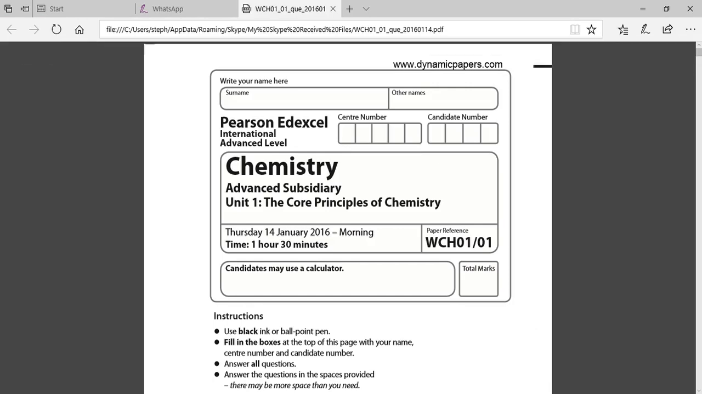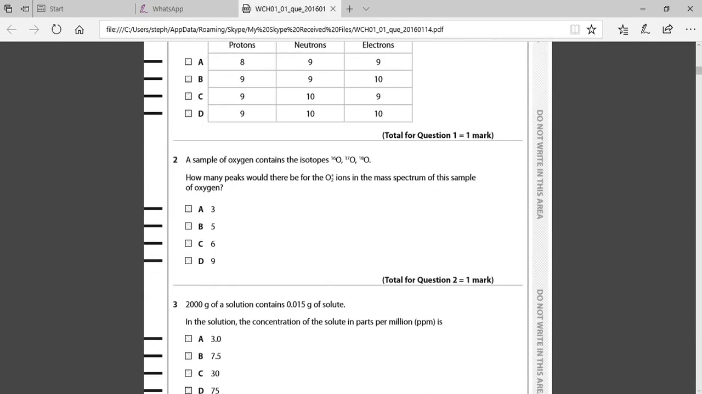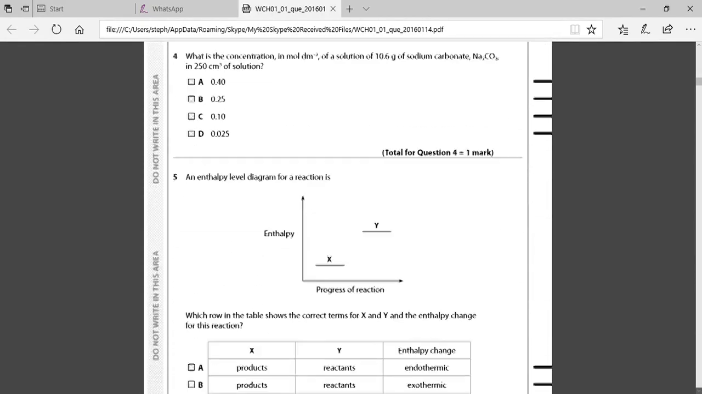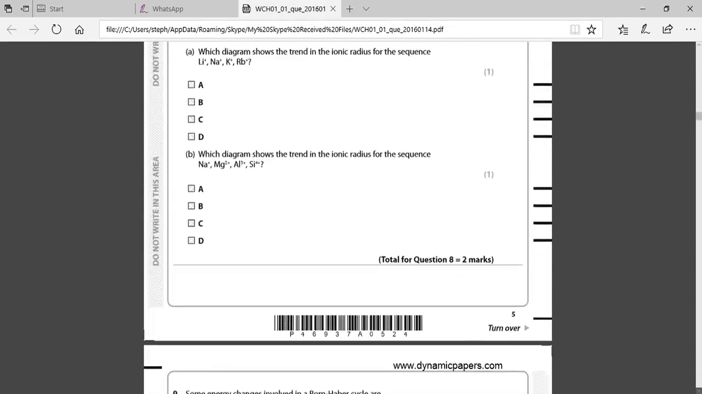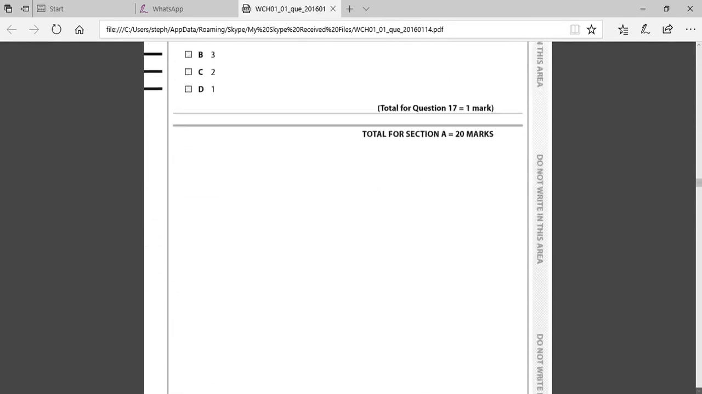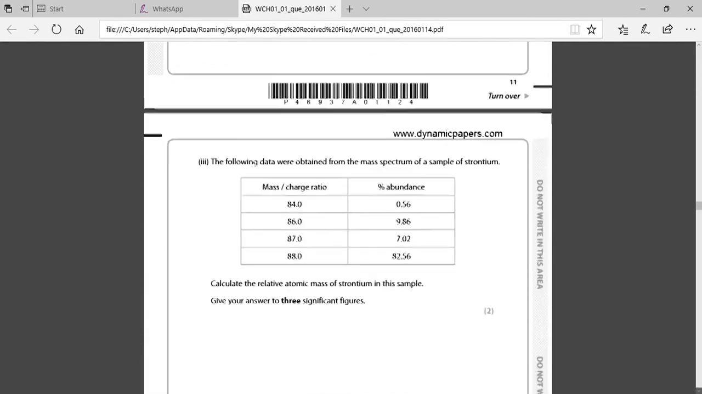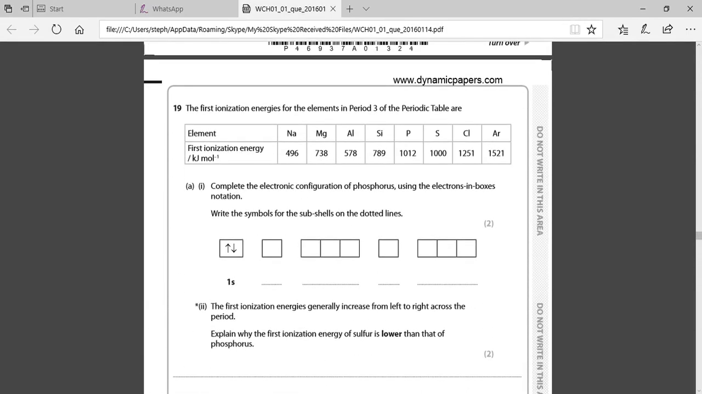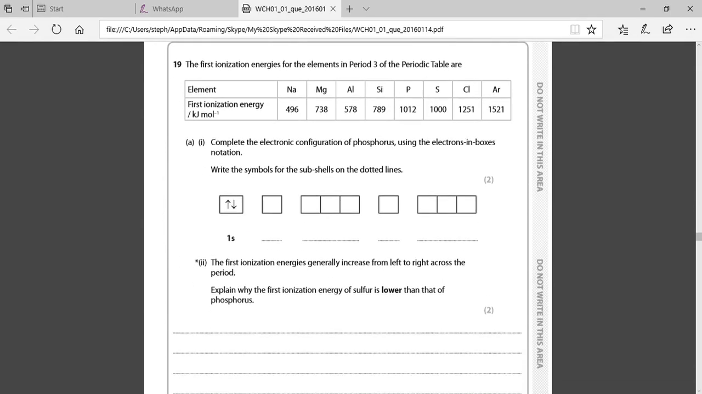Can you scroll down to question number 19. Yes, this one, 19A1. How do you do 19A1? I don't know how these arrows work. I know the rest, but I don't know the arrows. You are asking how these arrows work? Yes, I don't know how to do this question.